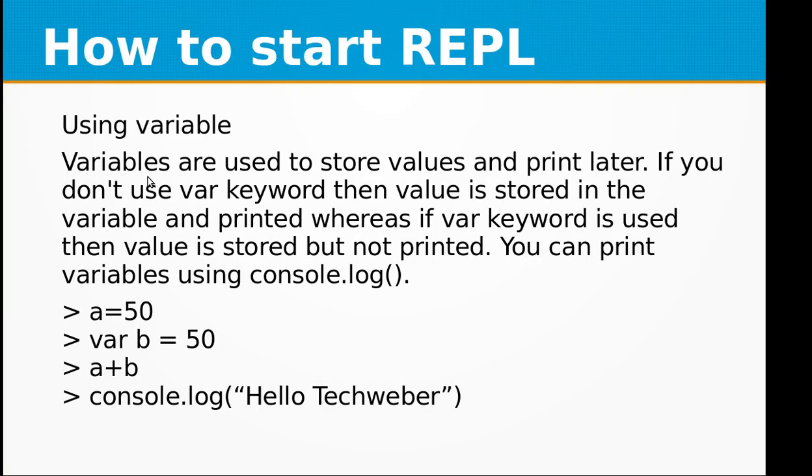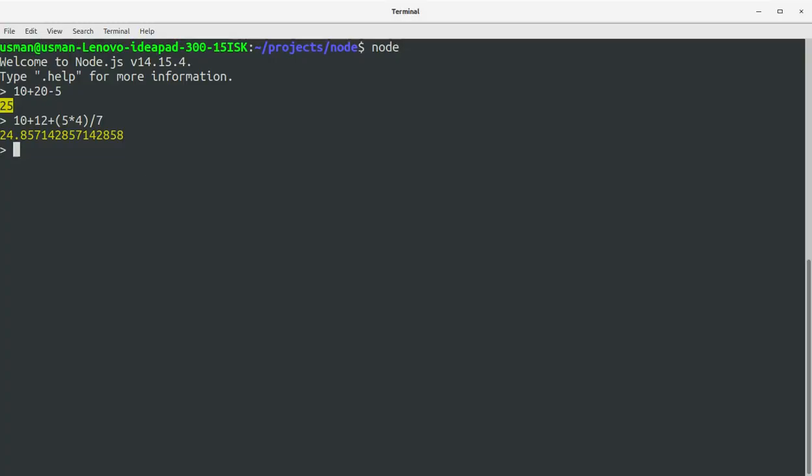Using variables. Variables are used to store values and print later. If you don't use the var keyword, then the value is stored in the variable and printed, whereas if the var keyword is used, then the value is stored but not printed. You can print variables using console.log. So let's try it here. a equals 50. So the value is stored in the variable a and it is also printed on the screen.